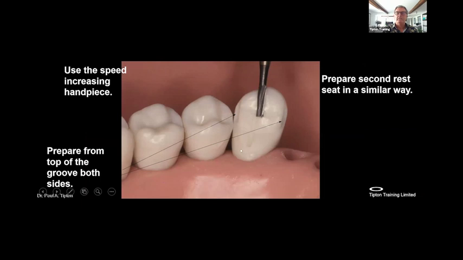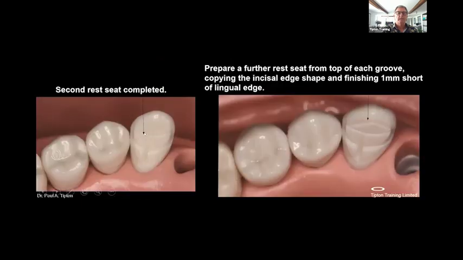Speed increasing, smoothing it down. Okay, and again, second rest seat completed. Now I'm just going to go and do the third one exactly the same way. And this is now approximately 1 millimeter from the incisal edge. You can choose how far it needs to be from the incisal edge. Could be 1, 2, 3 millimeters. Okay, in this instance, we're keeping 1 millimeter from the incisal edge.